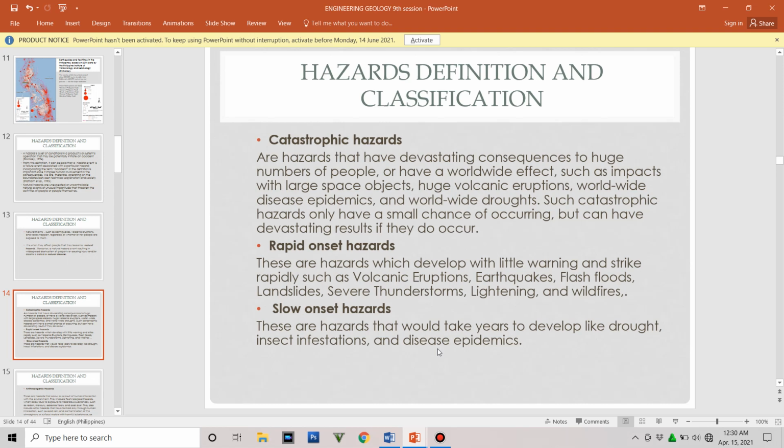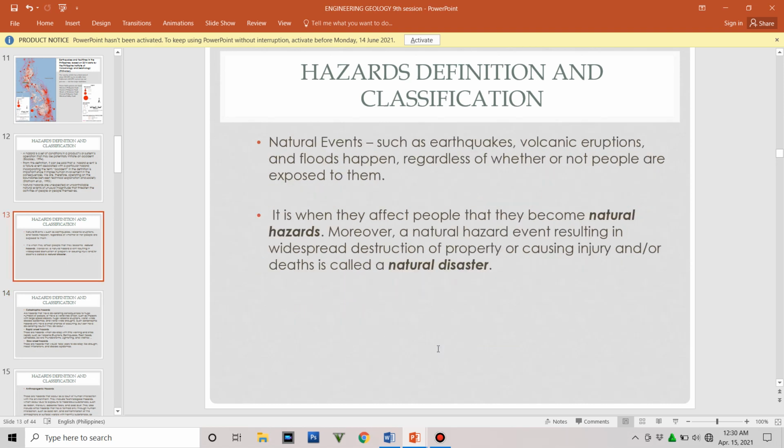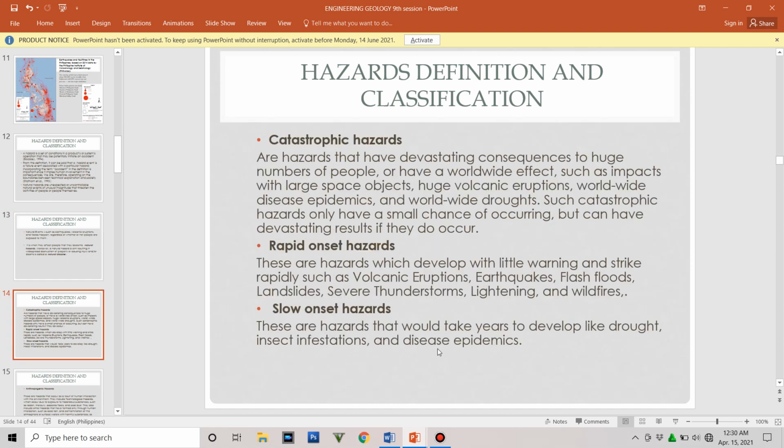Okay, so unlike dito naman sa disaster, this is the effect of the natural hazards. An effect which is a widespread destruction. Okay. And then catastrophic, malaki yung damages that this hazard will have, a potential effect on people.